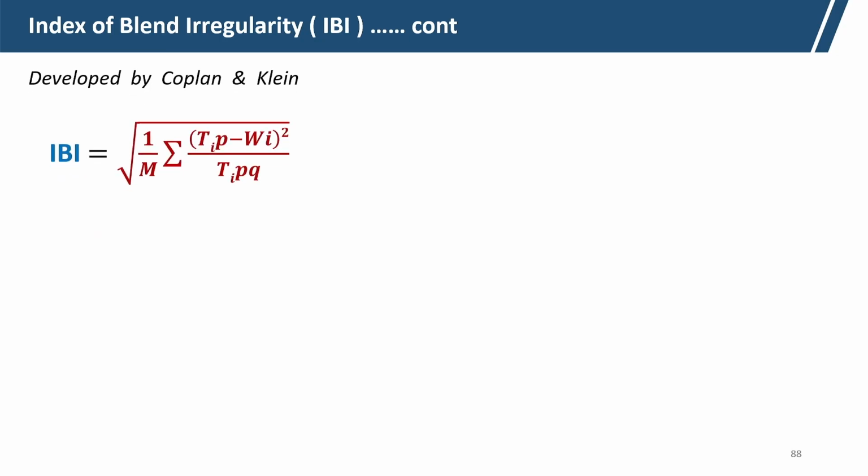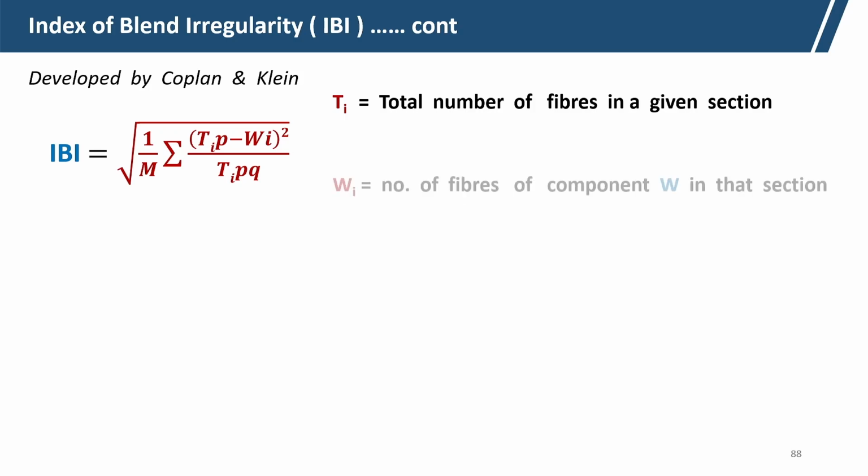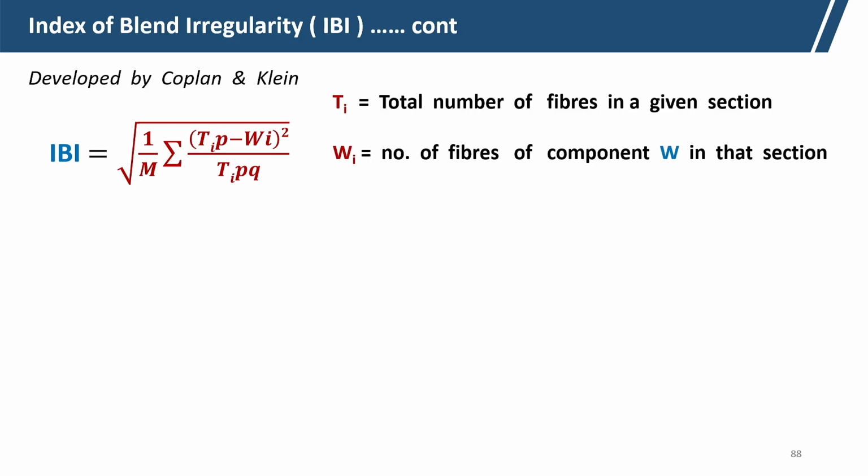So, this is the relationship developed by Copeland and Klein. IBI is the relation where Ti is the total number of fibers in a given section. If you see the cross section, the total number of fibers in that section, and Wi is the number of fiber component W in that section.